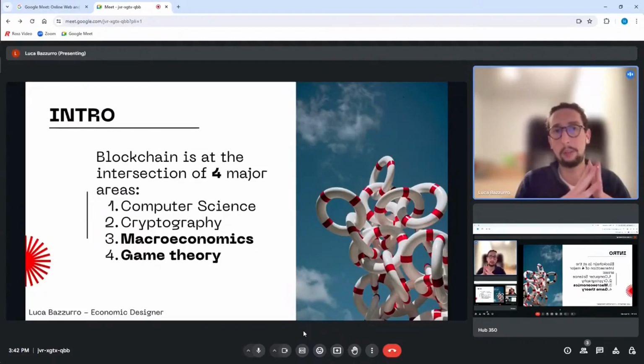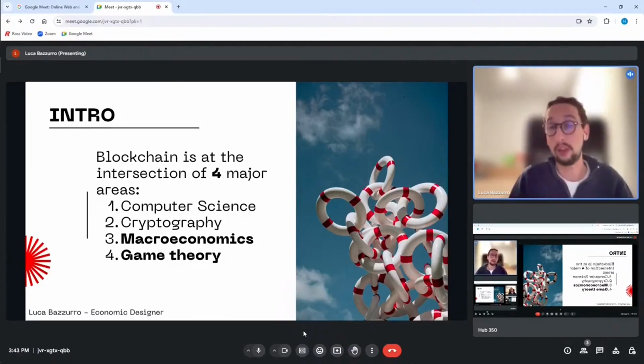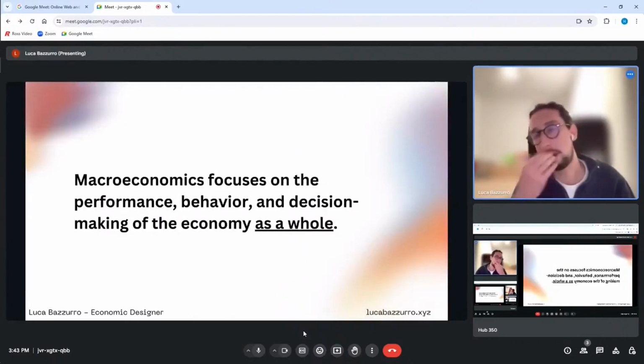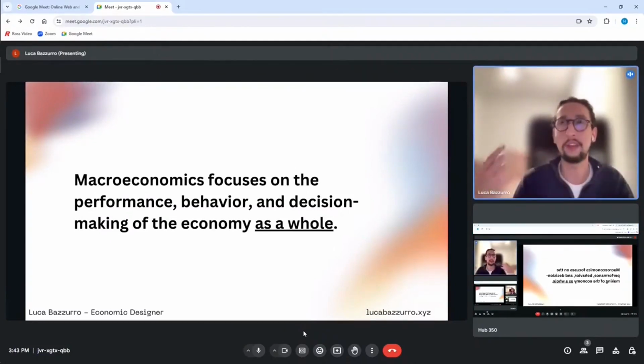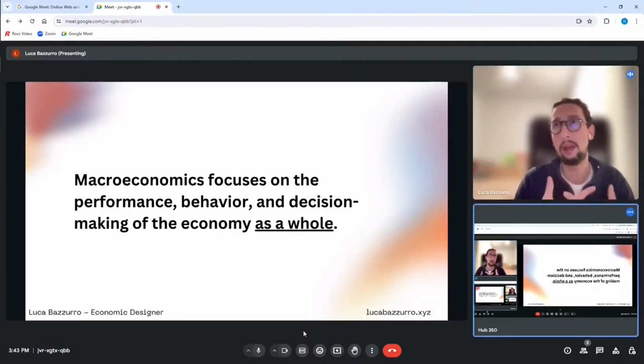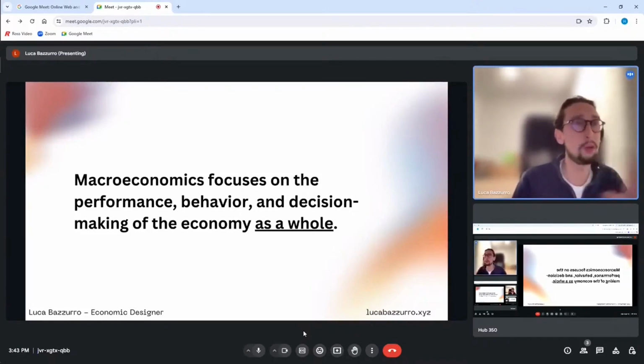A very brief intro: blockchain is an innovation at the intersection of 4 areas. I don't want to talk about the first 2 because I'm not very well versed in them, which are computer science and cryptography. So I will focus on microeconomics and game theory. As you probably know, microeconomics focuses on decision making, on the behavior of society as a whole over an ecosystem. And every blockchain platform can be considered an ecosystem. So these kinds of factors are important when trying to build a digital community and to build economic incentives for it.